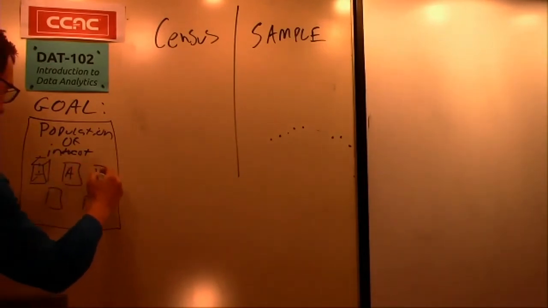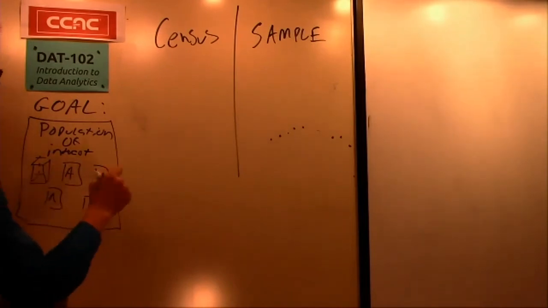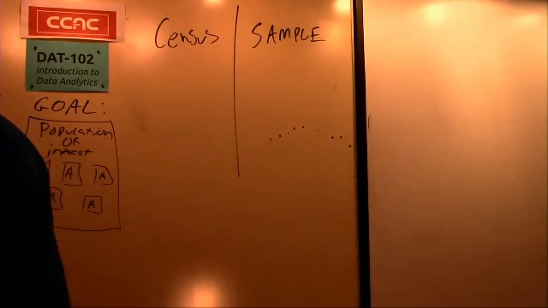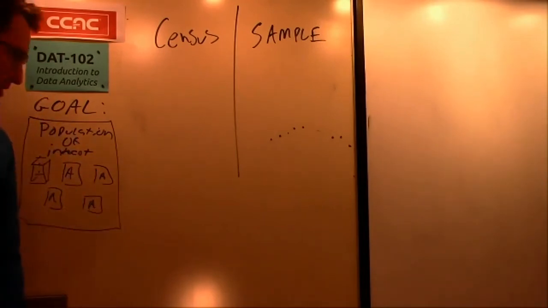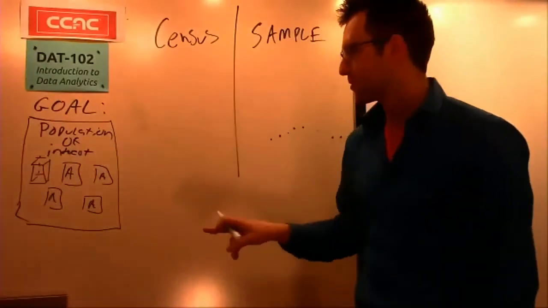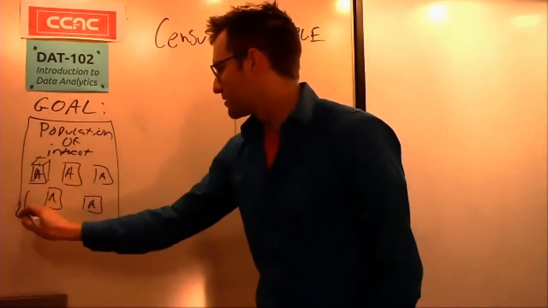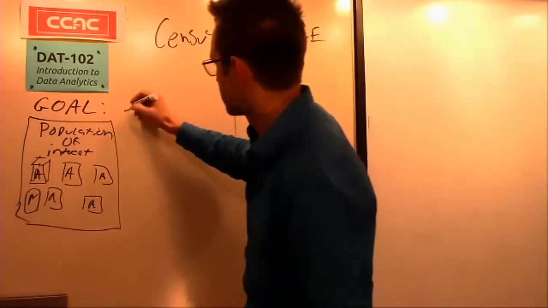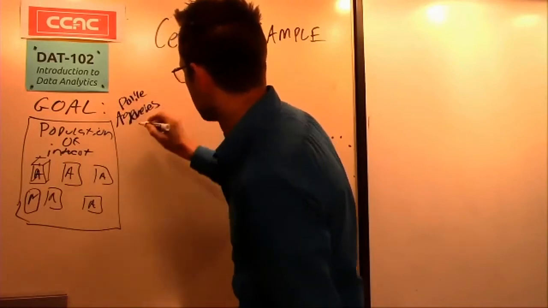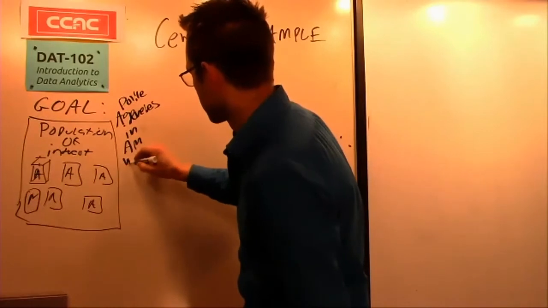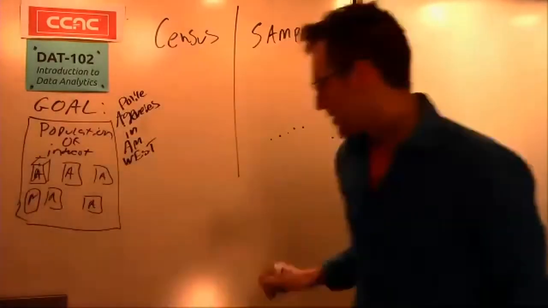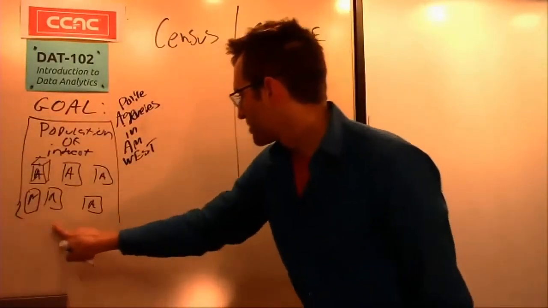So if these are each agencies, we are interested in the overall population characteristic of what is the average perception of the temporary storage programs for all police agencies in the American West. So our population of interest would be police agencies in the American West.